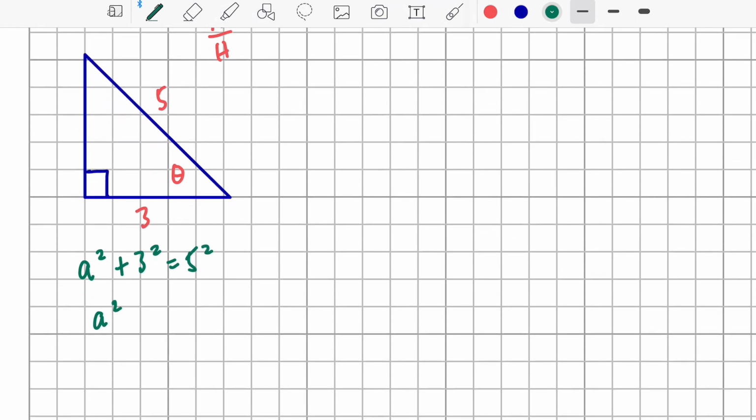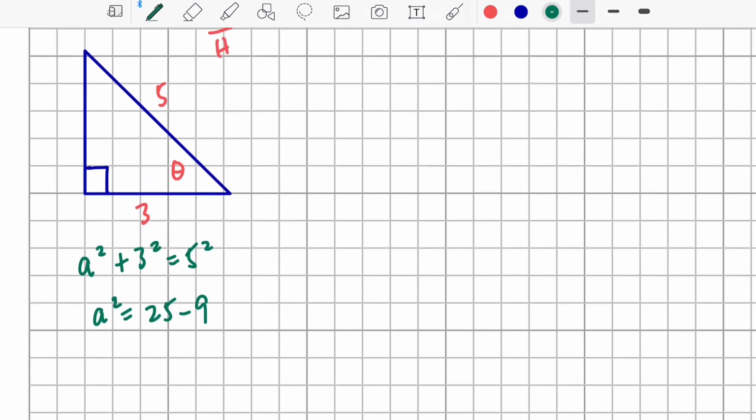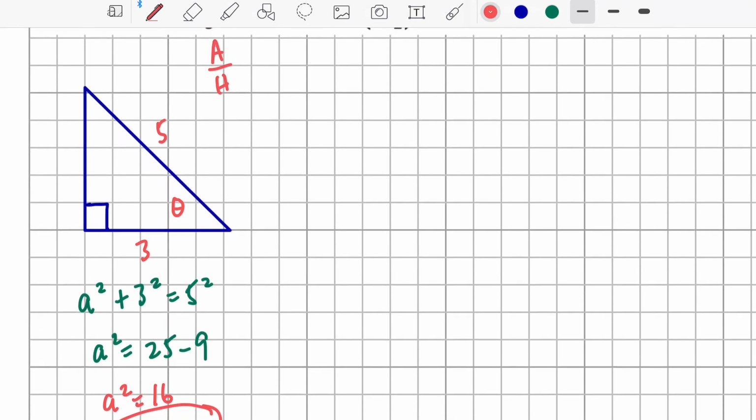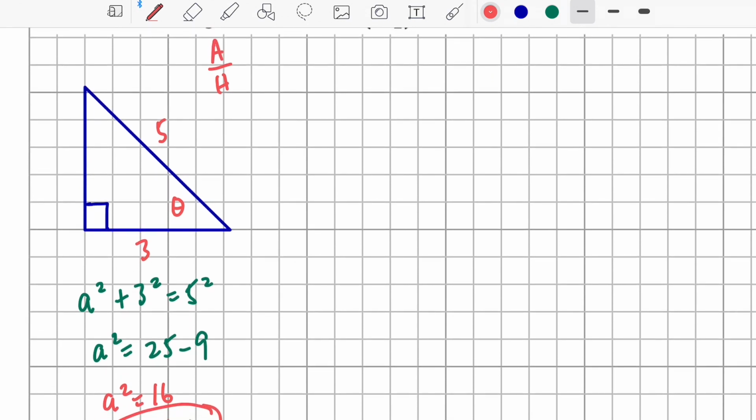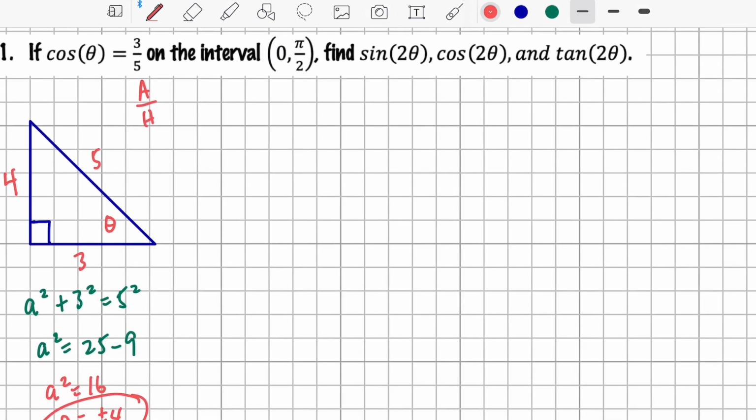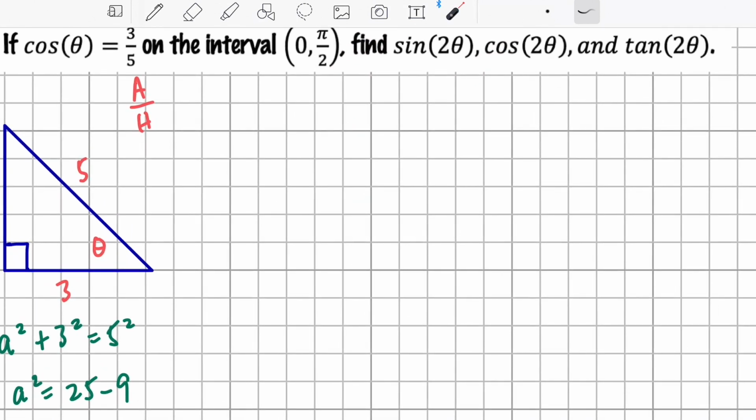That'll be a squared equals 25 minus 9, which a squared equals 16. So a equals plus or minus 4. Since this is a right triangle and we're looking at length, the side is only going to be 4, not negative. So now that we know that, let's find sine of 2 theta.